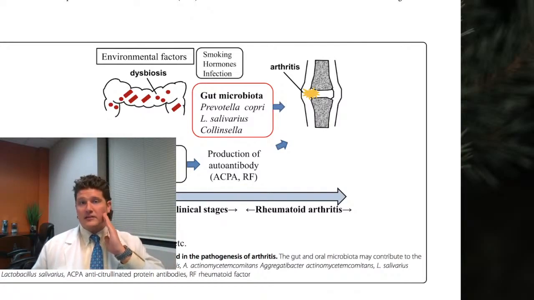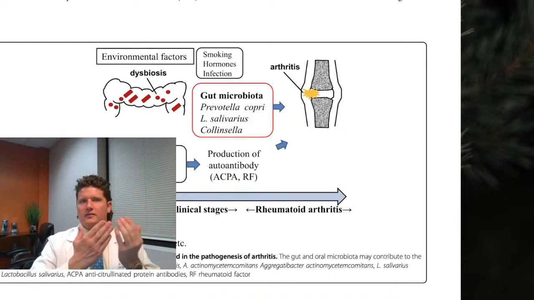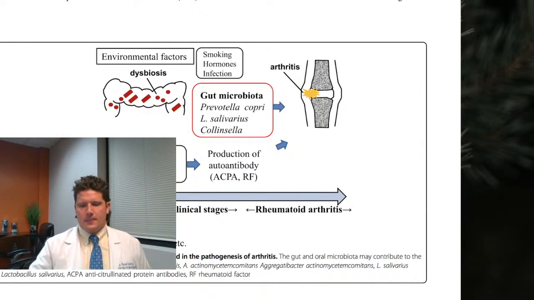Maybe this mouth bacteria, because rheumatoid arthritis patients have a higher prevalence of periodontal disease than the normal population, maybe this mouth bacteria is evoking an immune response here. But then, as I also mentioned, researchers have found Porphyromonas gingivalis DNA in the joints of rheumatoid arthritis patients.